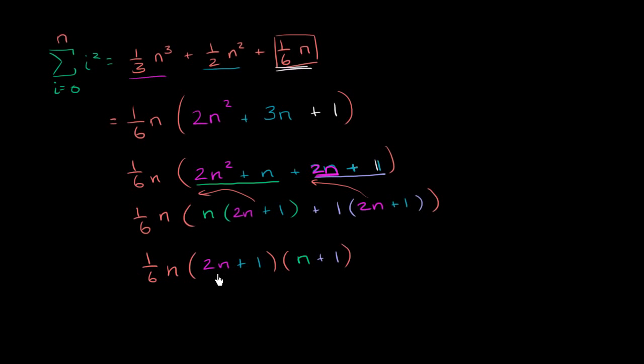And another way we could rewrite this whole thing, maybe I'll write it in this green color that we started off with, is n times n plus 1 times 2n plus 1, all of that over 6. So this expression is equivalent to this expression, and it's equivalent to this value right over here. So whichever one you find to be a little bit easier to think about.